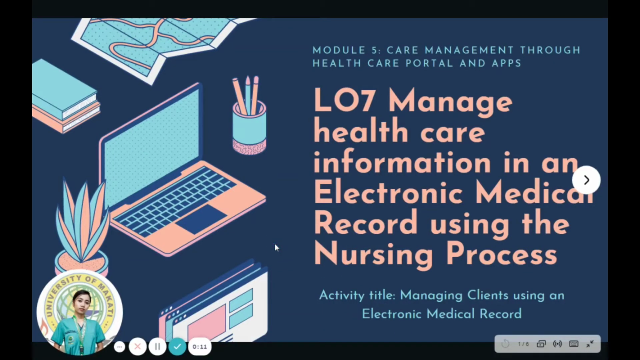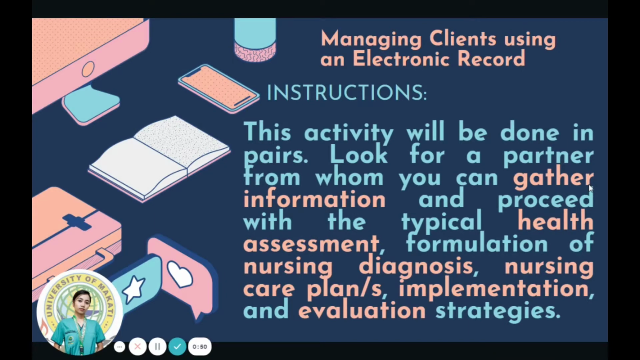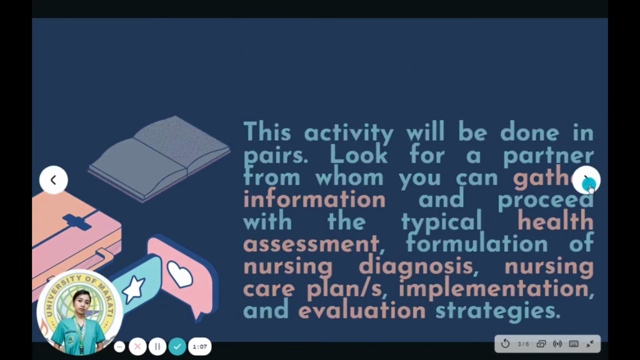Fortuito from 2AN. I'll be showing you how I do my Learning Outcome 7, Manage Healthcare Information in an Electronic Medical Record using the nursing process. Next, in this activity, I will look for a partner from whom I can gather information and proceed with a typical health assessment, formulation of nursing diagnosis, nursing care plans, implementation, and evaluation strategies.